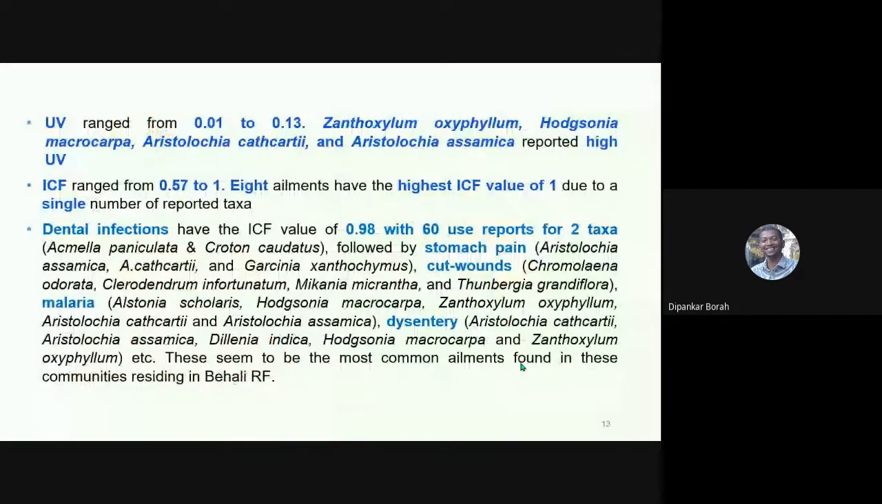The use value is calculated to ascertain the relative importance of the plants. Xanthoxylum oxyphyllum, Hodgsonia macrocarpa, Aristolochia cathcartii, and Aristolochia saccata reported the highest use values, signifying that these plants are the most important and frequently used by the communities. The ICF, or informant consensus factor, is used to find the homogeneity in the ethnomedicinal information. Among the 19 ailments recorded, 8 having values of 1 are discarded, to avoid misinterpretation. Then dental infections, stomach pain, cartoons, malaria, dysentery had the next highest ICF values, and are the most common ailments in the fringes of Behali Reserve Forest.